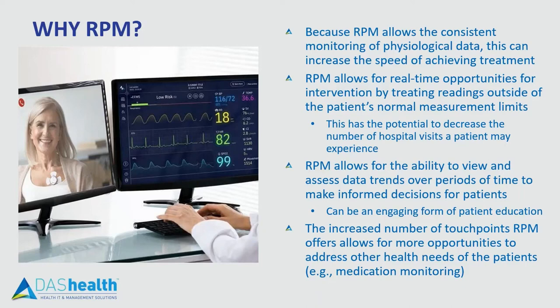Now, this may seem very obvious, but again, it can lead to many positives here. RPM is going to allow that consistent monitoring of that physiological data. This can increase the speed of achieving certain treatment goals. It's going to allow for real-time opportunities for intervention by treating readings outside of the patient's normal measurement limits, which also, if you think about it, you're getting a much more real view of the patient.